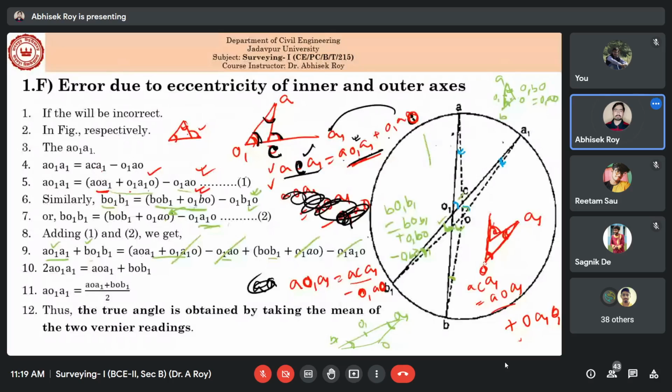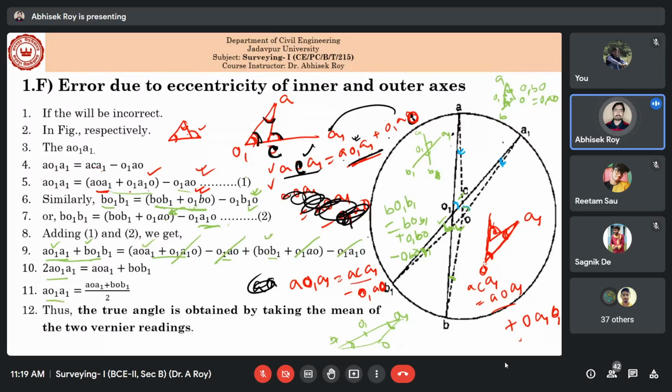These two angles will be the same, equal and opposite angles, right? So angle AOA1 will be equal to B1OB. So ultimately these two angles are similar, and that's why we have written 2 times AOA1, and that will give us AOA1 plus BOB1.